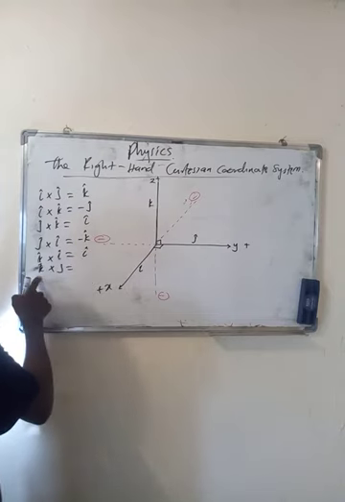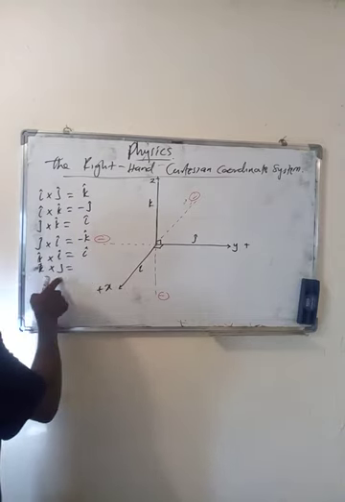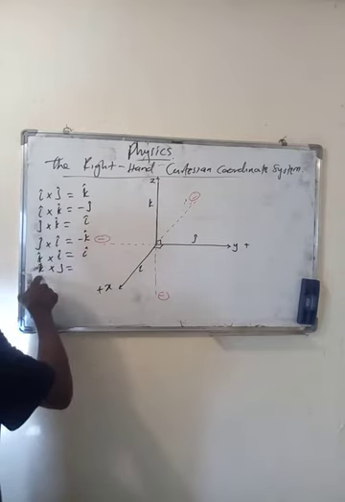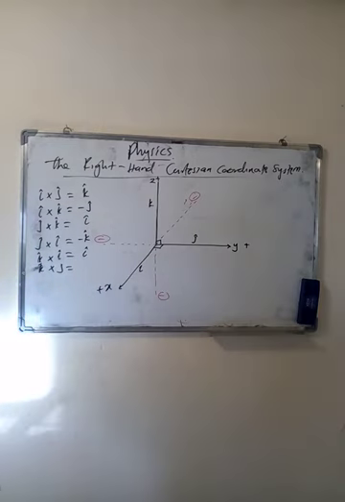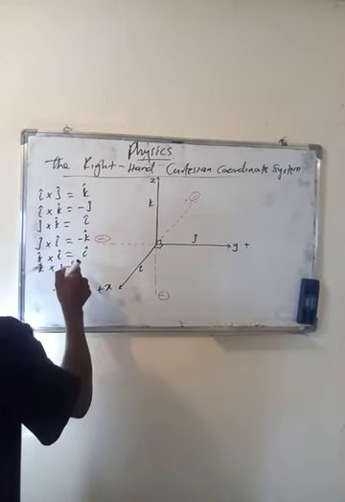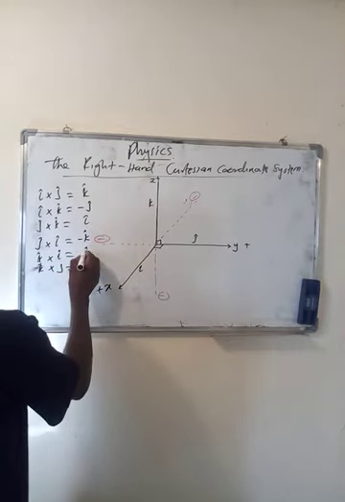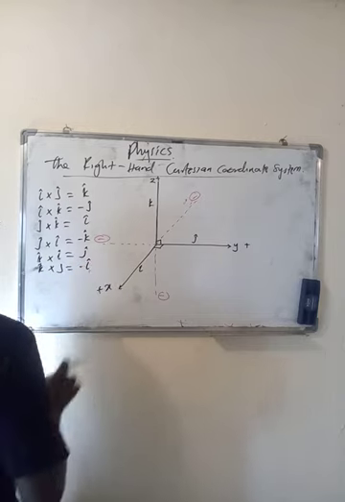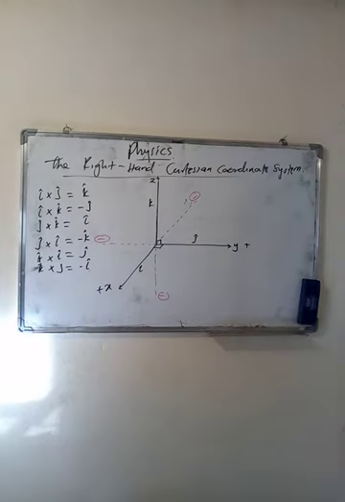Then here we have k by j. Here we had j by k, which gave us i. So in this case, it's going to give us negative i. So that is the right-handed Cartesian coordinate system, and you're using the right-hand thumb rule to get the product.